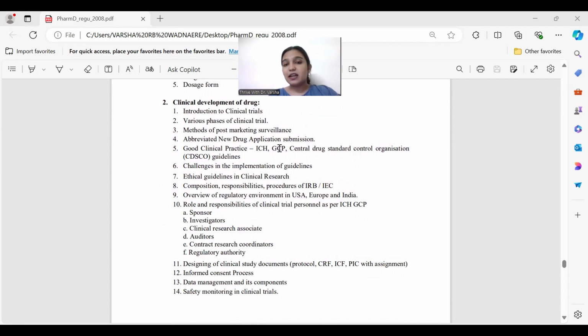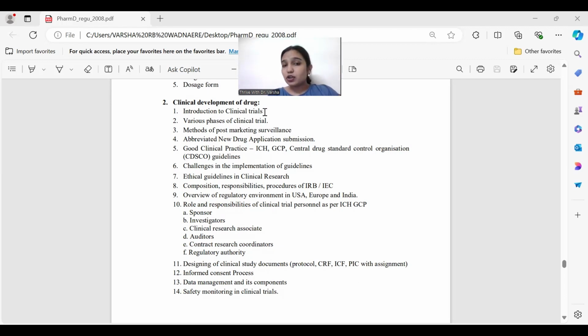That is GCP, ICH, then CDSCO guidelines. Who are the people who make those guidelines? You'll be learning that also. How is a committee formed for your particular clinical study? If you want to conduct clinical research on a particular topic, a specific committee will be assigned for you. How is that committee made, on the basis of what, who are they, what are their qualifications and designations? You'll be learning that.